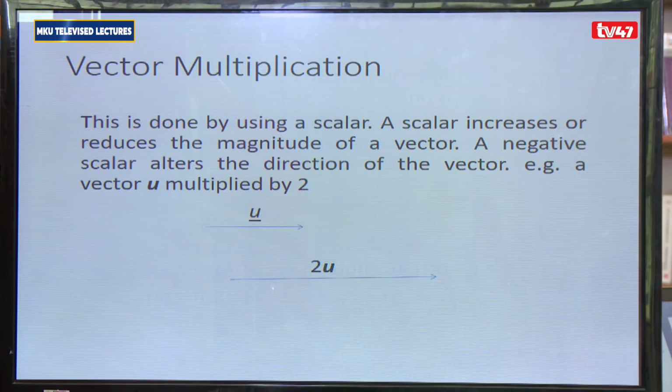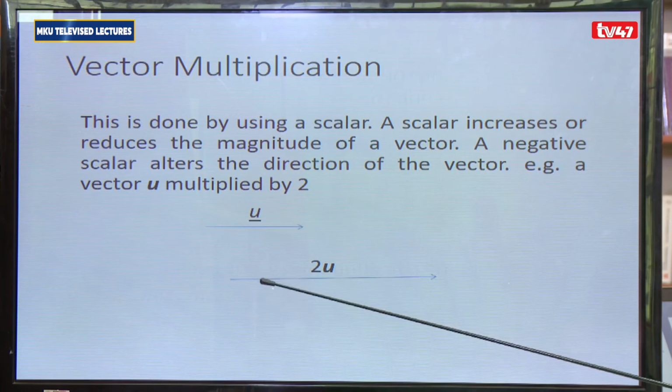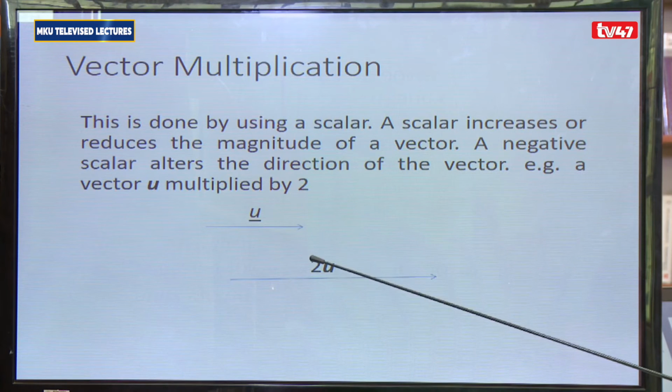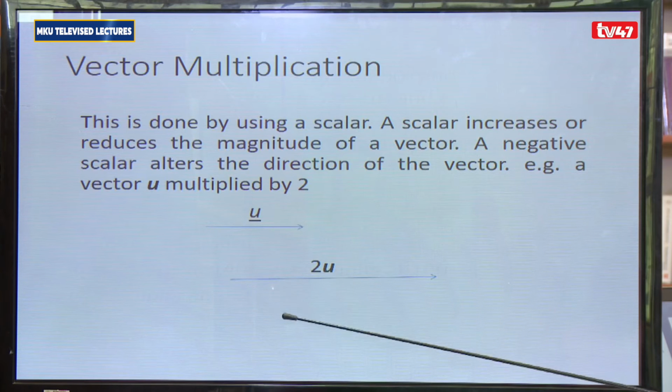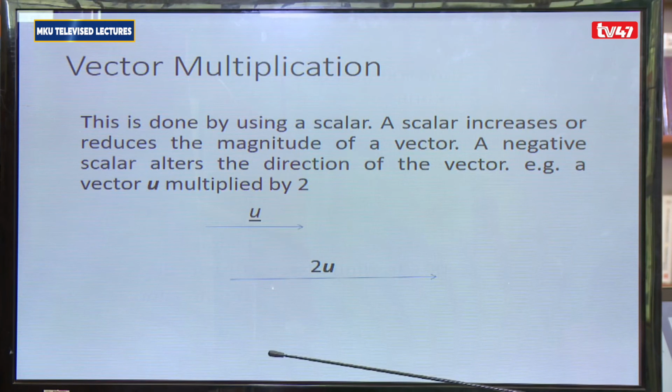But in some cases, you can have a vector multiplied by a number which is negative, and it means that it's going to change the direction of that vector. For instance, if this was multiplied by negative 2, then it's going to be the same magnitude, but the direction is going to change. And again, you can have a situation whereby the vector is going to reduce. If, for instance, you have got a fraction which is less than 1, then the magnitude of that vector is again going to reduce.